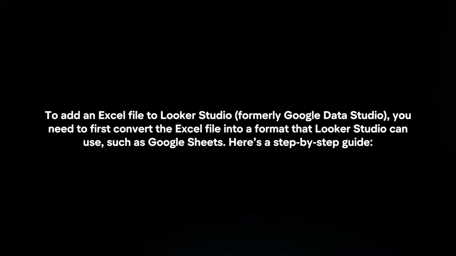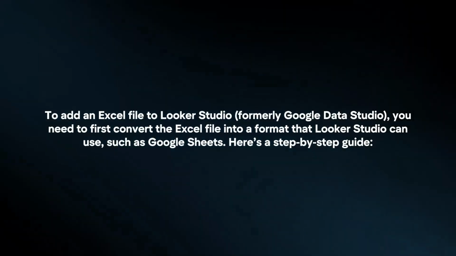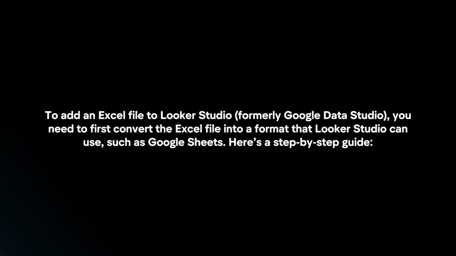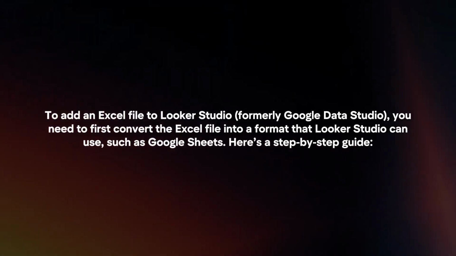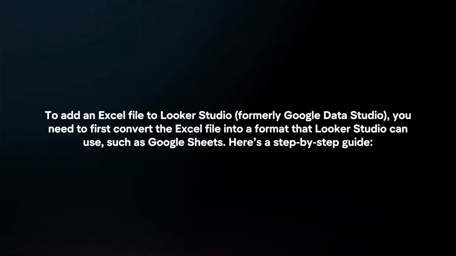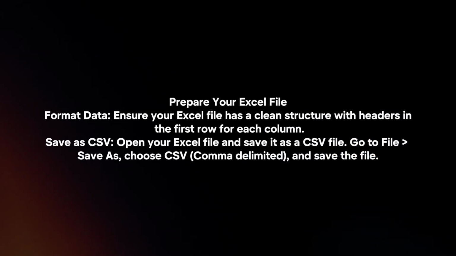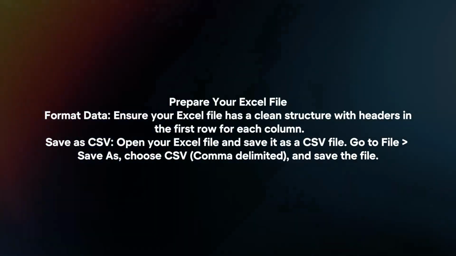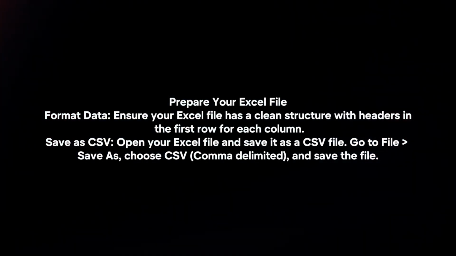To add an Excel file to Looker Studio, you need to first convert the Excel file into a format that Looker Studio can use, such as Google Sheets. Here's a step-by-step guide. Prepare your Excel file. Format data. Ensure your Excel file has a clean structure with headers in the first row for each column.